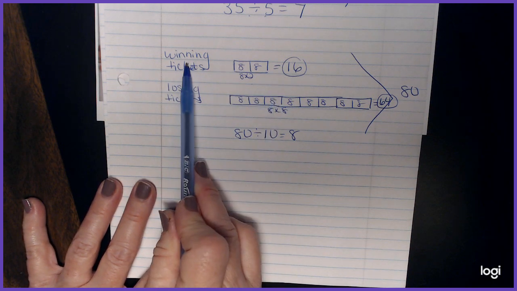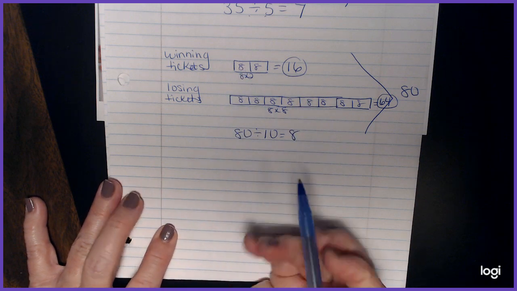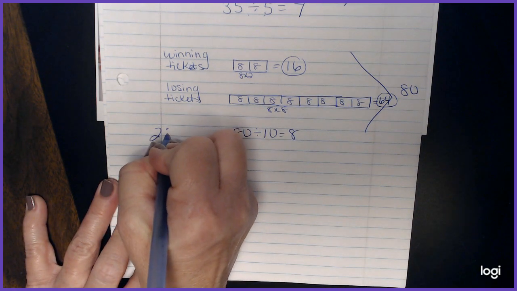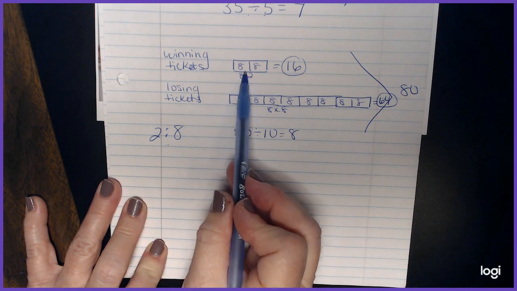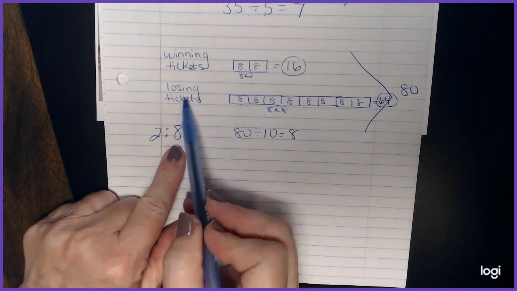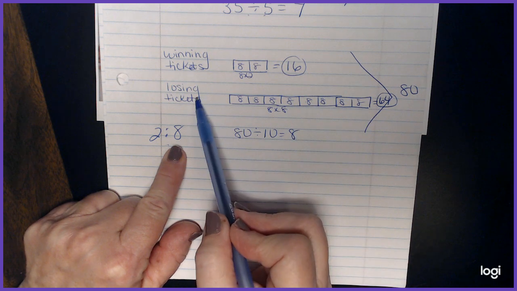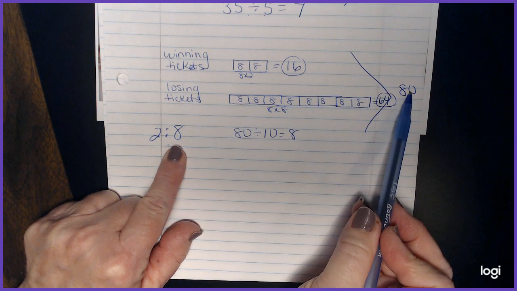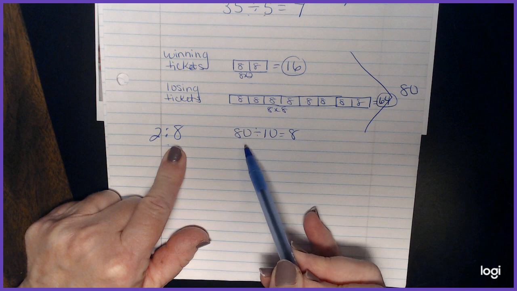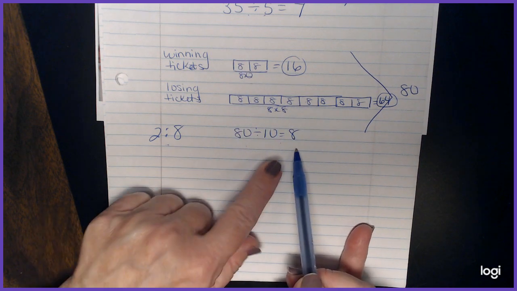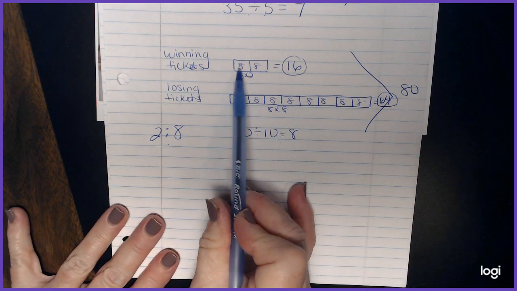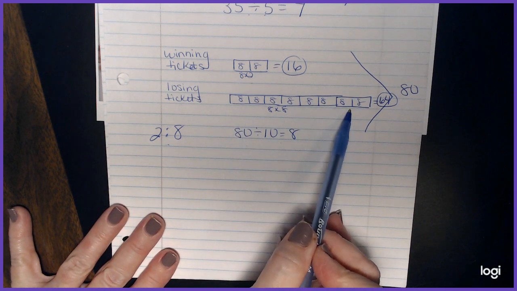The winning tickets, the ratio was 2 to 8. So I put 2 tickets for my winning, and then I put 8 boxes here for my losing. There was a total of 80 tickets. I had to take that 80 and divide it into all 10 boxes, which gave me the answer 8. So I put 8 in every single box.